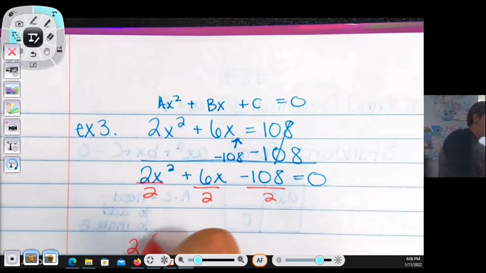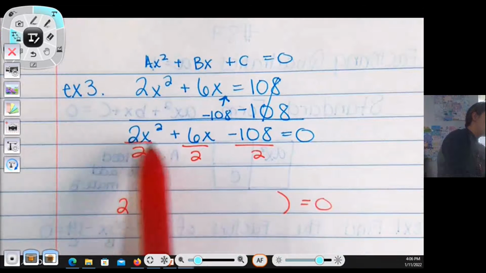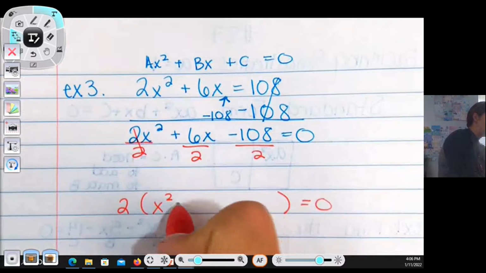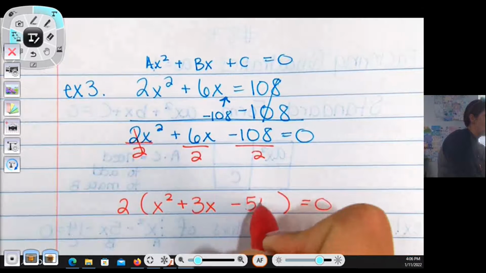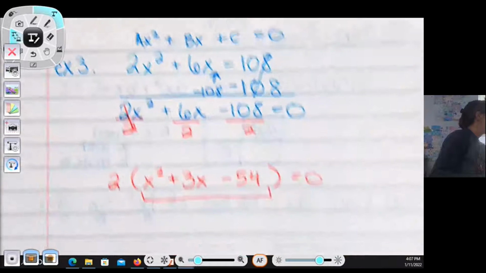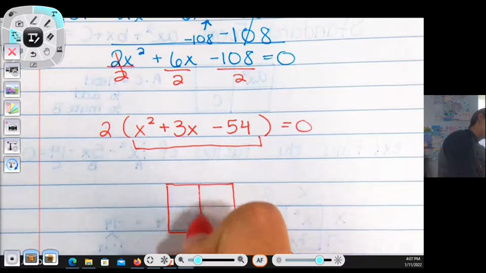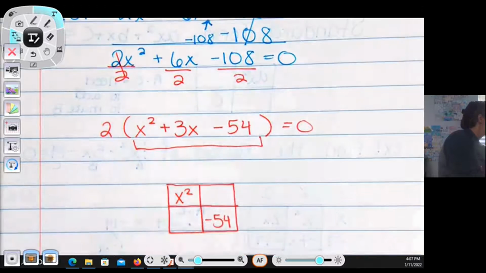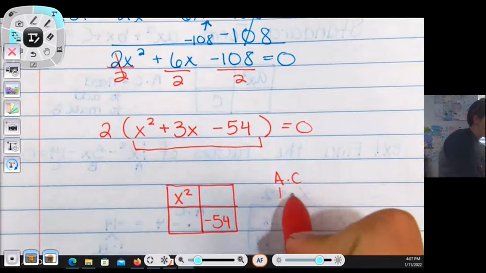2 is technically a factor that will be in the final answer because I divided by it in the beginning. So 2x squared divided by 2, they basically cancel. I'm left with x squared. 6x divided by 2 makes positive 3x. And negative 108 divided by 2 is negative 54. Now I'm going to do the same exact process using the trinomial inside the parentheses that I just created. So I'm going to make a 2 by 2 box. First term is going to go in the first box, which is x squared. Negative 54 is going to go in the last box. And off to the side, I'm going to do a times c. A is 1, c is negative 54.